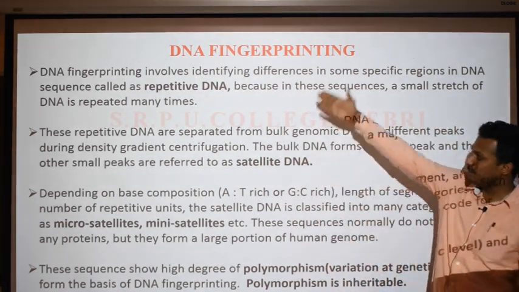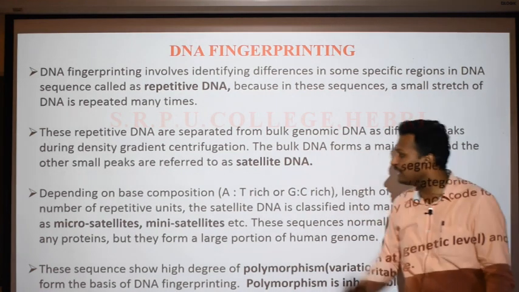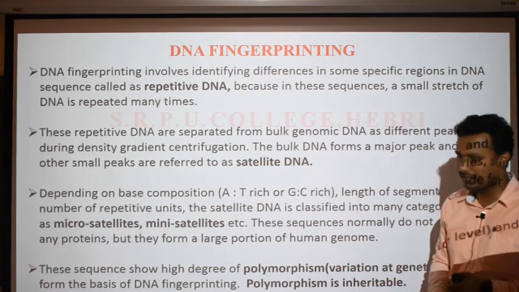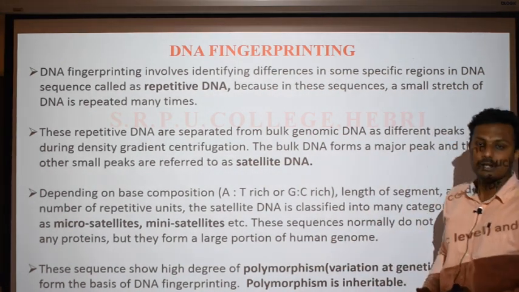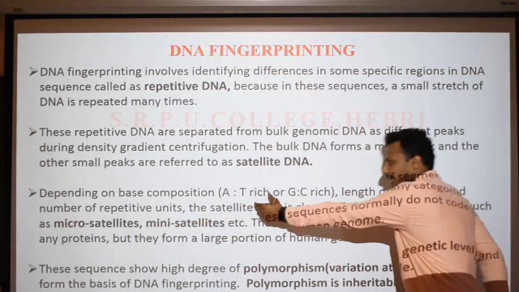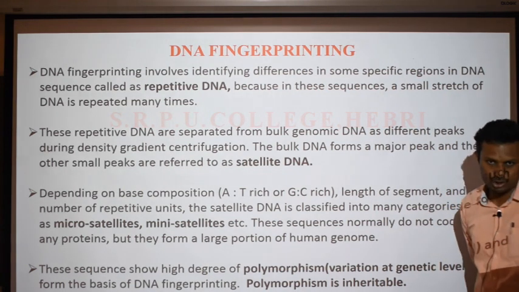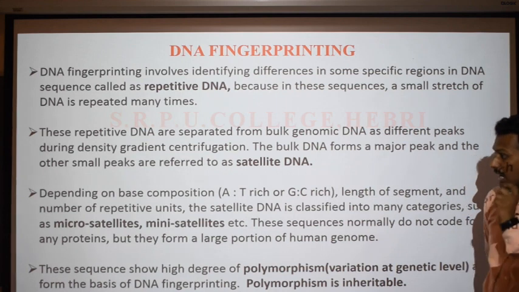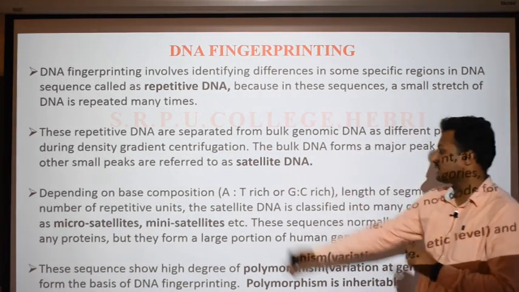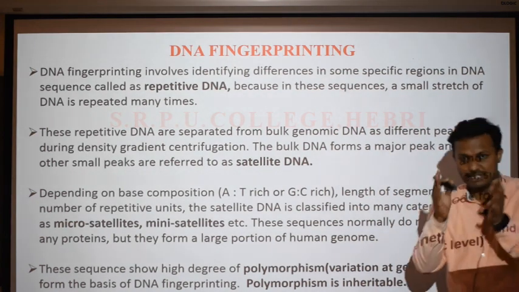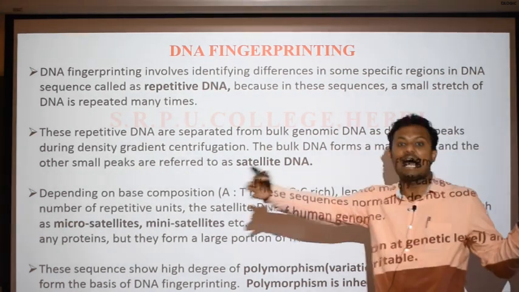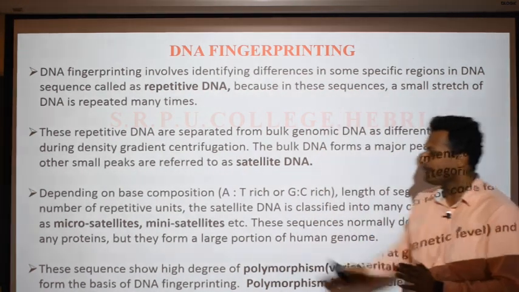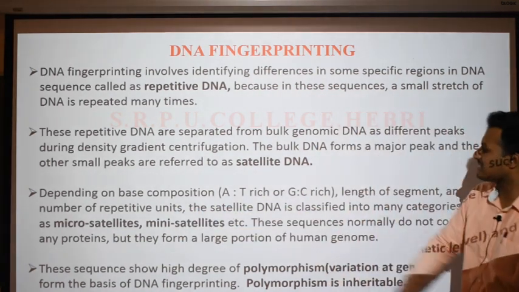So again, this repetitive DNA, which is also called the satellite DNA, will be classified further into different types like microsatellite and minisatellite. Now we classify based on what? Based on the base composition, whether it is AT rich or GC rich, and also considering the length of the segment, how lengthy the segment is, and the number of repetitive units, and also whether it is a single nucleotide polymorphism or a tandem repeat. So what kind of repetitive units are there? Considering all these facts, we further classify them into microsatellites and minisatellites, right?